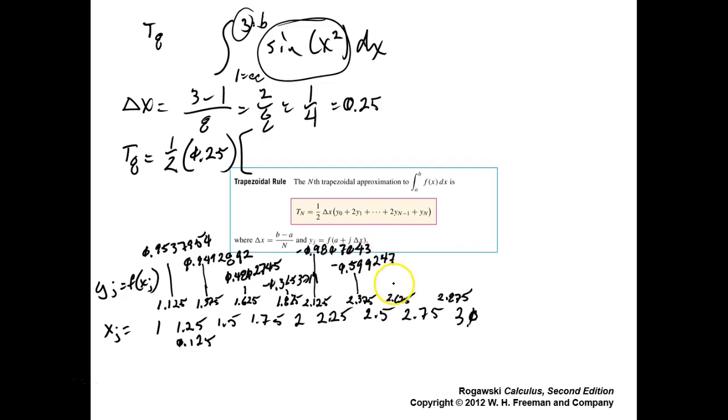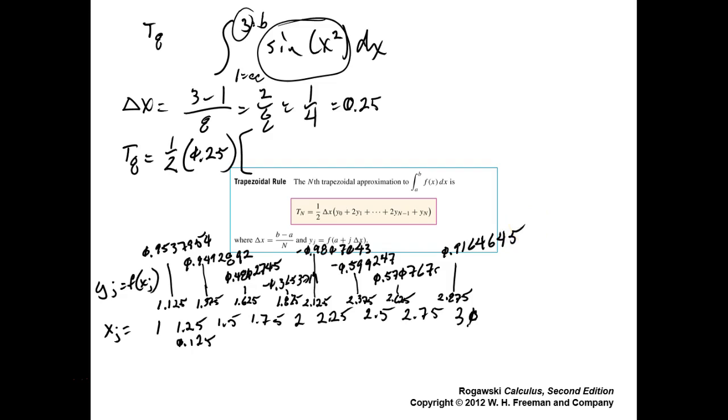Okay, 2.625 squared, and take the sine. Okay, 0.570767. I'll leave off the 0. Okay, 2.875 squared, and take the sine. 0.9164645. Okay.